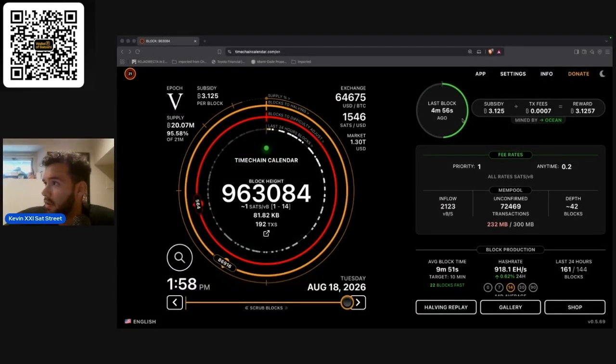Next is the block reward. Right now you have the subsidy, which is 3.125 Bitcoin, plus the fees, which is this in satoshis right there. This is the reward for whoever mines it. And then right below it is who mined it. The last one to mine, which was 5 minutes ago, give or take, coming up on 6, was Ocean.